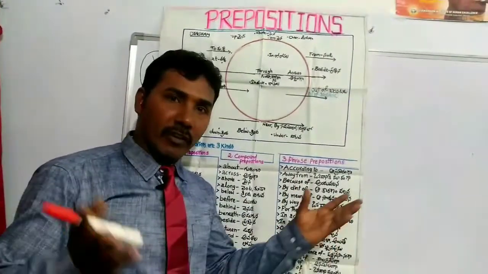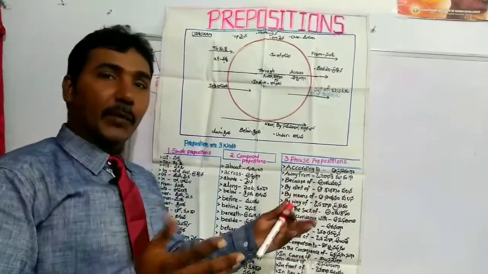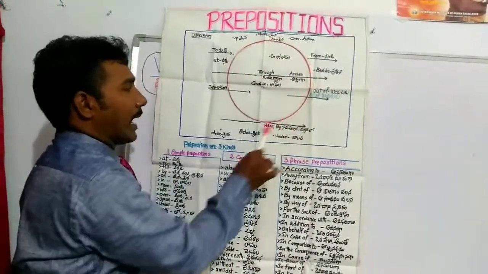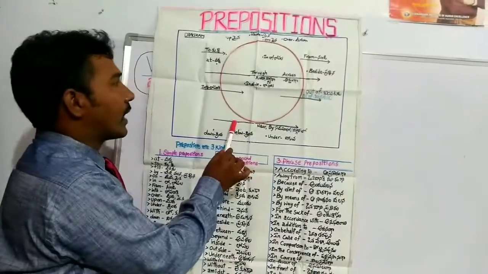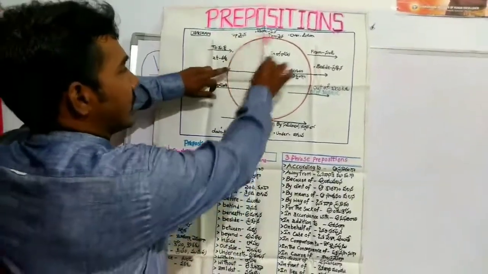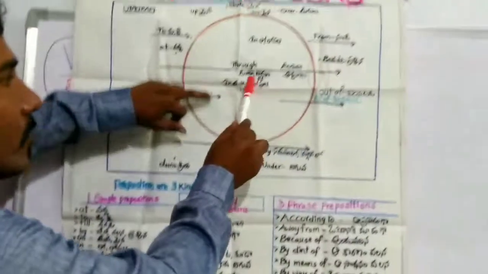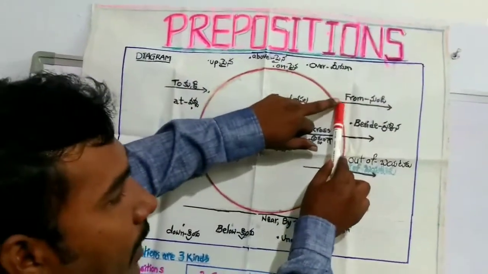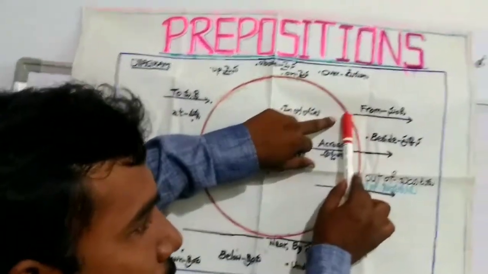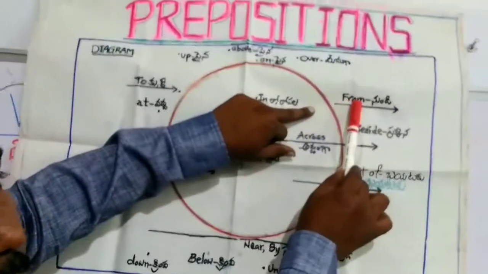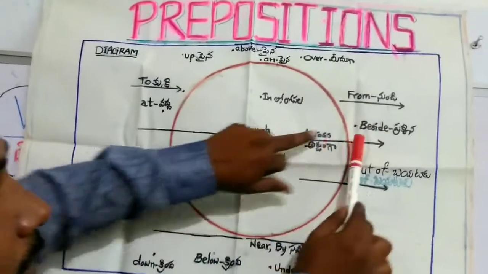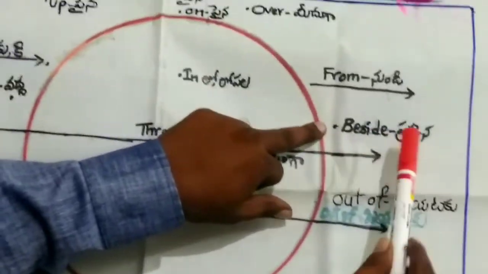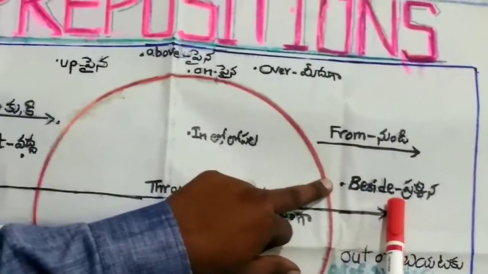So friends and viewers, finally we have a beautiful diagram here. By this diagram we can observe some of the prepositions. Of course, this is a circle, and this is in, and this mark indicates from the circle, it means from, and this dot beside the circle, so beside.